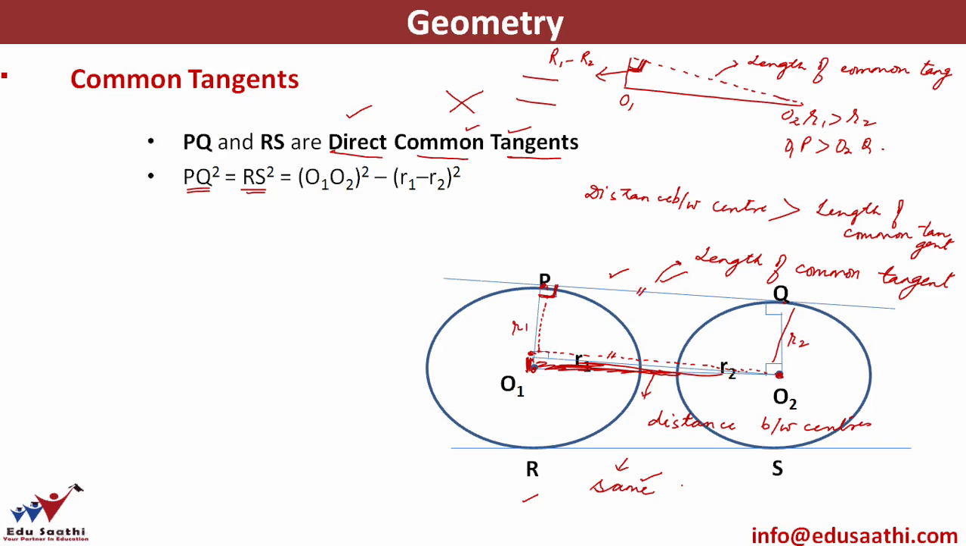The distance between their centers, O1 O2 whole square, is equal to the length of the common tangent square plus the difference between the two radii square. So this will be the hypotenuse, this will be the perpendicular, and this will be the base. So base square plus perpendicular square is equal to hypotenuse square. Since I have to find the length, I will do hypotenuse square minus perpendicular square as the square of the common tangent. So it's just a simple Pythagoras theorem that I need to apply to find out the length of the common tangent.